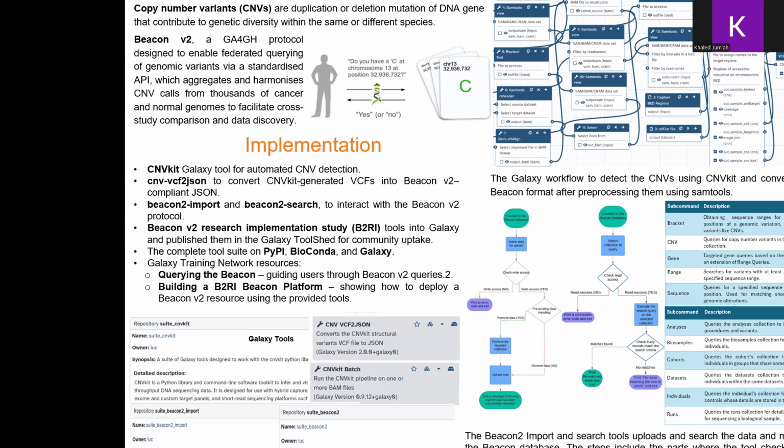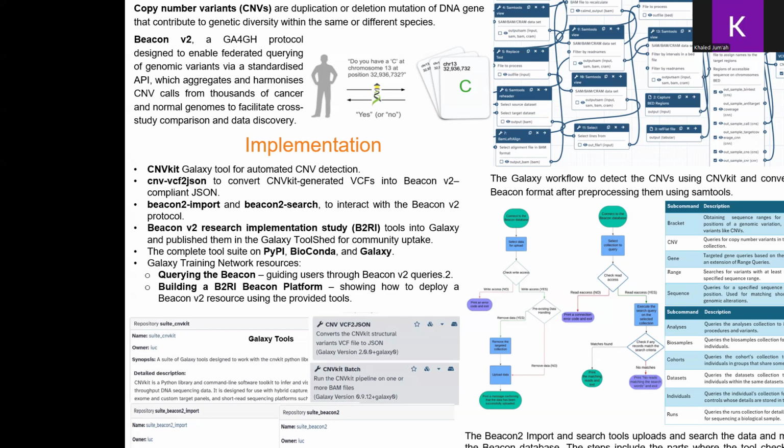You then have the CNV VCF to JSON tool to convert the CNVkit generated VCF file into a Beacon version 2 compatible JSON file. Beacon 2 import and Beacon 2 search load and query the CNVs within the Beacon system. All tools were integrated into Galaxy and published on the Galaxy ToolShed for community use, and are also available to install through pip or conda.